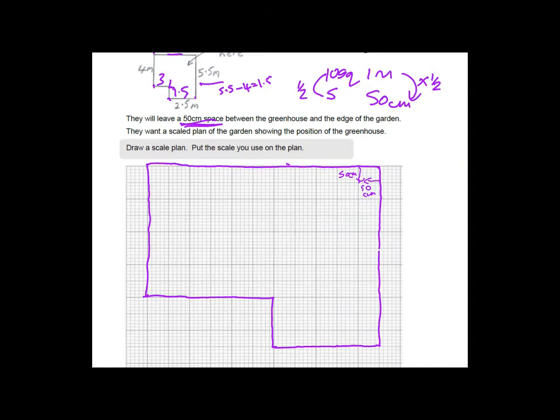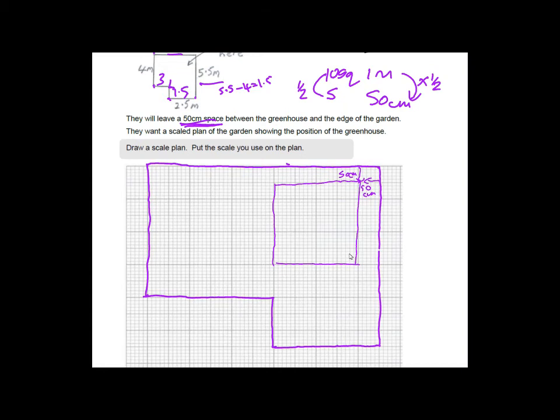So now we can draw the dimensions of our shed, which is 2 metres. So that's 1, 2, 3, 4 squares, because 2 squares is a metre, remembering our scale. And then 1, 2, and then that's the half a metre. So we've got 2 metres wide and 2.5 metres deep.